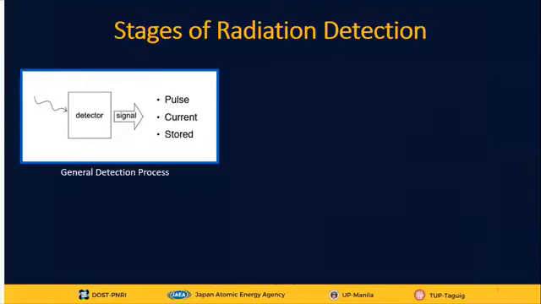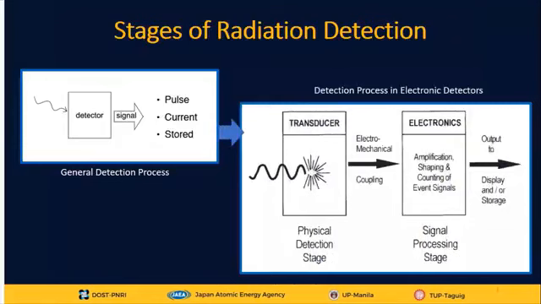So, the stages of radiation detection. This diagram shows the stages of radiation detection. Here, the radiation interacts with the transducer, depositing energy by excitation or ionization of the transducer atoms. The transducer is physically coupled to an electronics stage, where the subtle effect within the transducer is converted into a measurable electronic signal. The output from the electronic stage is fed into a display or storage device for interpretation.